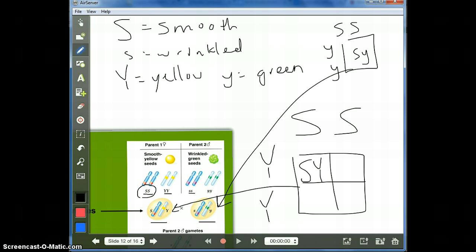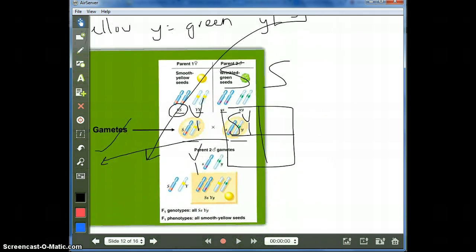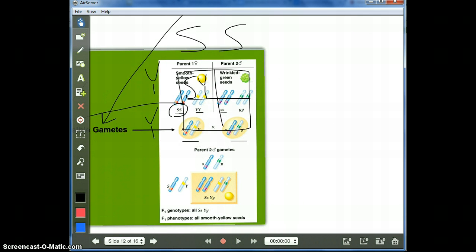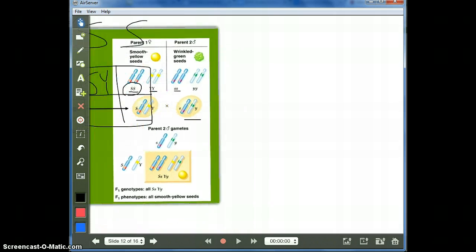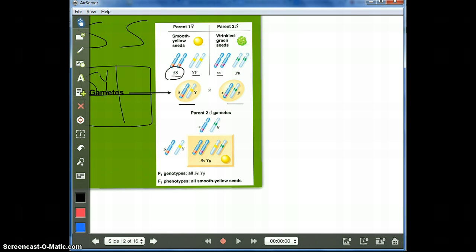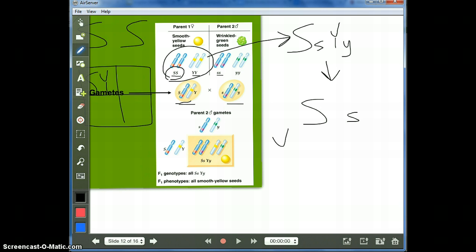Okay? Where it does get tricky is if we start to look at this guy being actually heterozygous, so mom or dad was this. That's where it starts to get a little tricky. You can do the same thing, so we can still find out our possible gamete combinations.